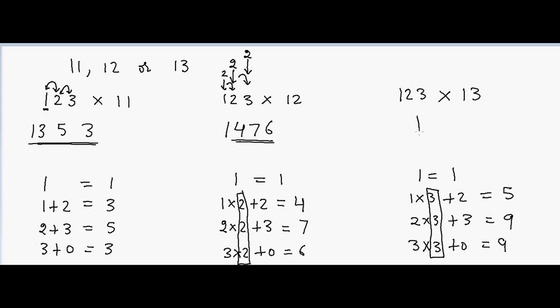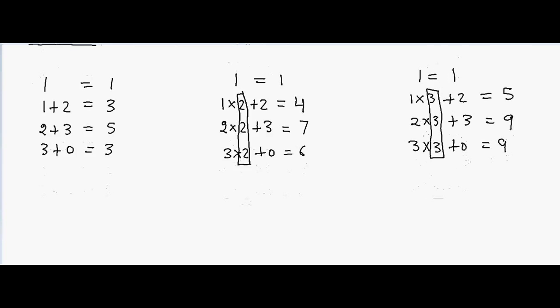So the answer will be equal to 1599. So that's how I'll multiply any number by 11, 12 or 13. So let's do another example.